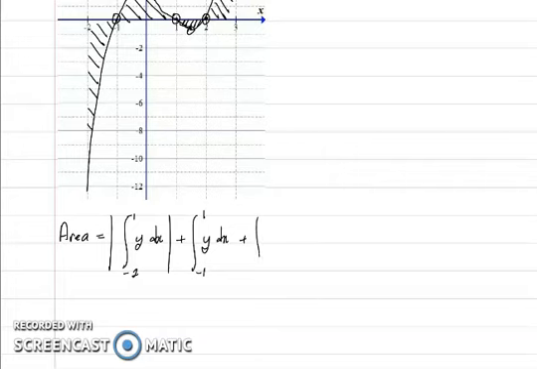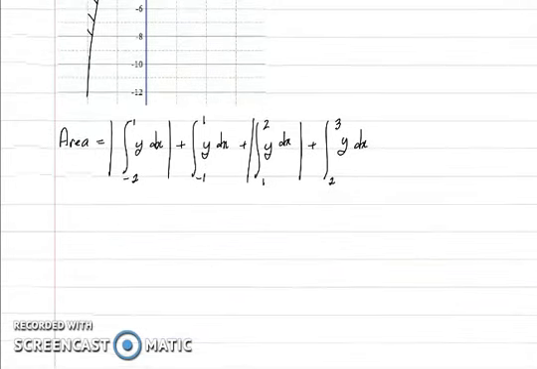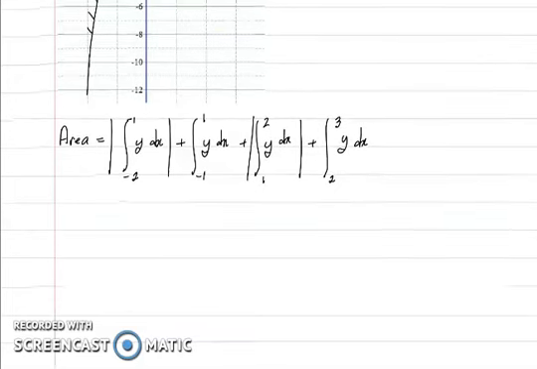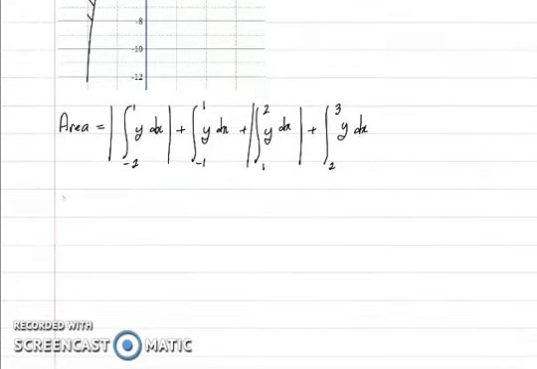Plus the integral of y with respect to x from 1 to 2, and of course you need to put mod around that because that region is below the x-axis, plus also the integral from 2 to 3 of y dx. All right, so we have to take these piece by piece. So let's start off with the first piece. So this would be the integral. Let's work out the integral first and then we'll deal with the mod.